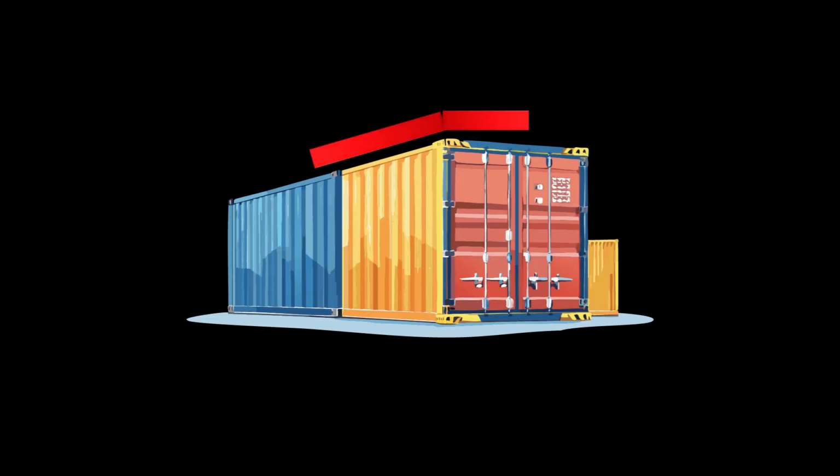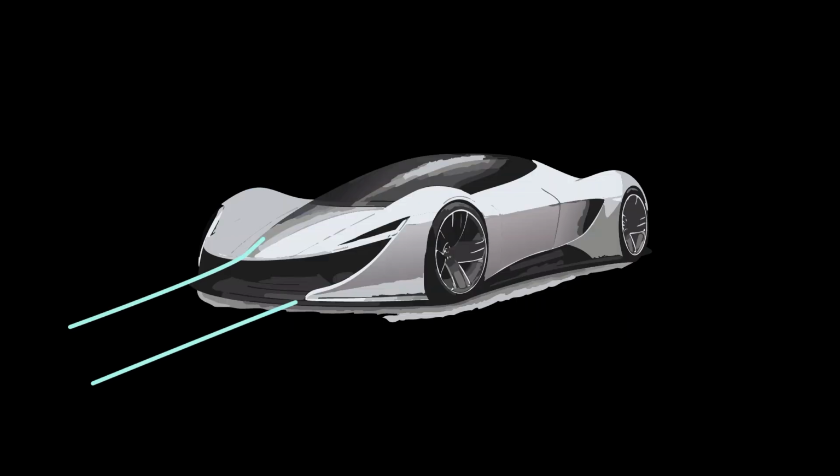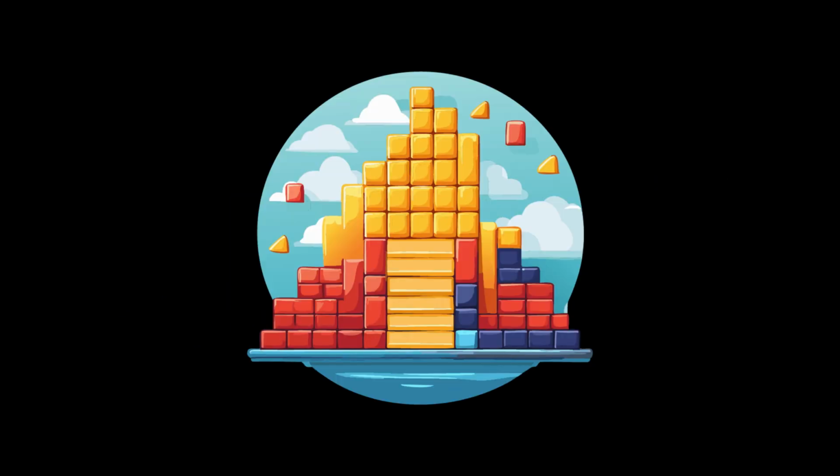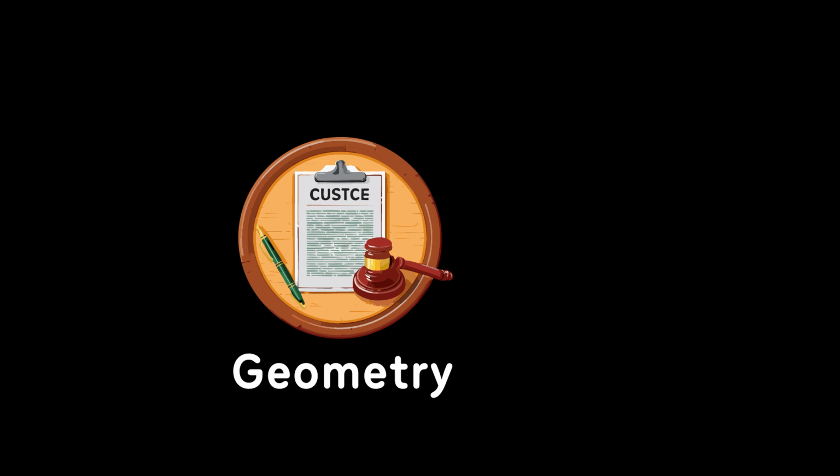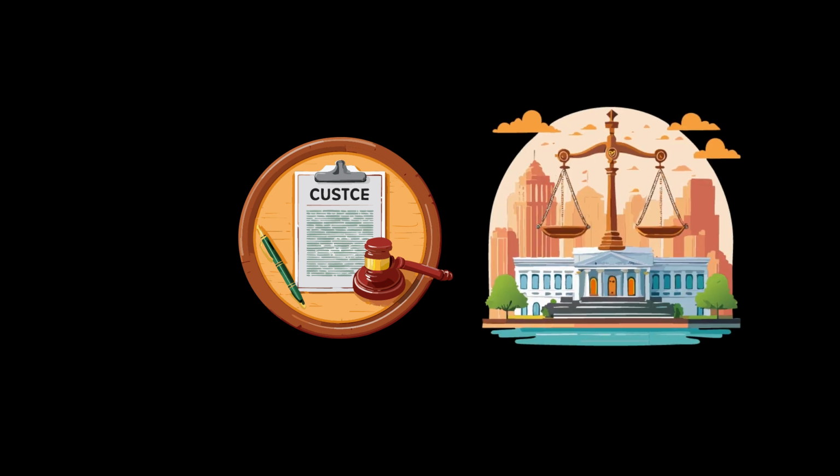This could be finding the shape of a container that holds the most volume with the least material, or designing the most aerodynamic shape for a car to maximize fuel efficiency. It's like playing Tetris, but with math. Proofs are like the court cases of geometry, where you have to present evidence and laws to make your case.